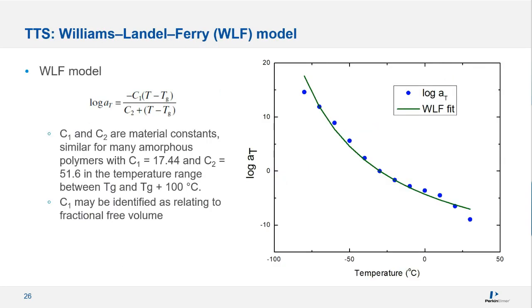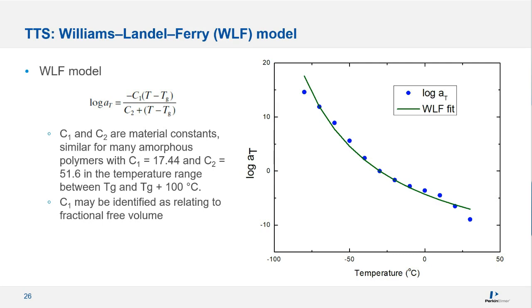If we think of the Arrhenius equation as a single parameter model, a more popular numerical model is the two-parameter WLF model. It was developed by Williams, Landel, and Ferry in 1955. The WLF function is given here. C1 and C2 are material constants. They are found to be similar for many amorphous polymers, with C1 being 17.44 and C2 51.6 in a temperature range between Tg and Tg plus 100 degrees C.